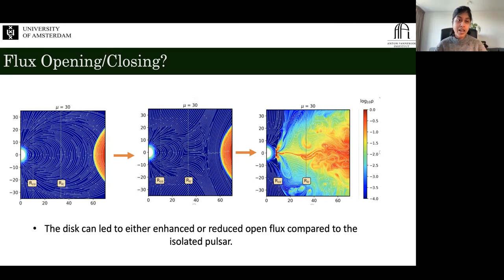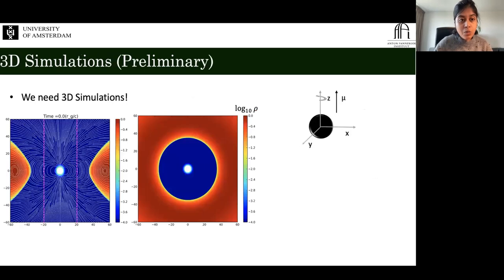Now, is this scenario still valid in a 3D case? How is the flux opening actually happening? These are all 2D axisymmetric simulations, so how much of this can we trust? We need 3D simulations. These are basically preliminary simulations.